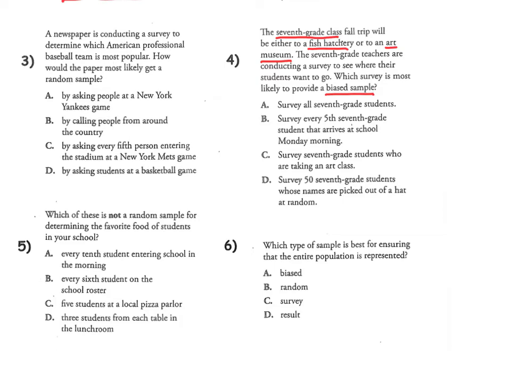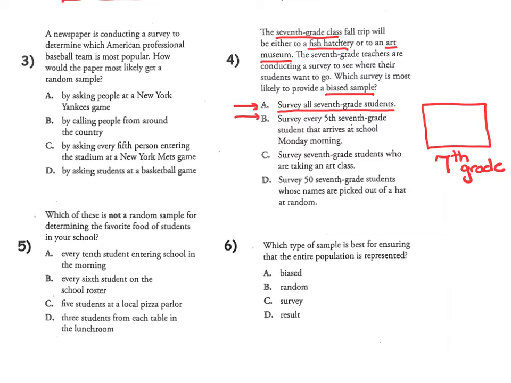Now, biased means a group showing unfair favoritism towards one idea or another. So, remember, we're looking for a sample that represents all 7th grade students. One of these does not. A, could the teachers ask all the 7th grade students? Yes, that might be a lot of work, but it would be fair.